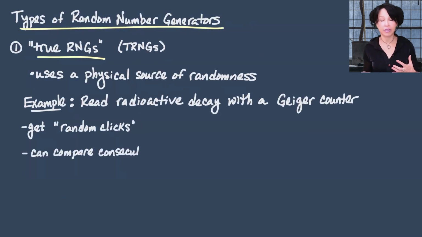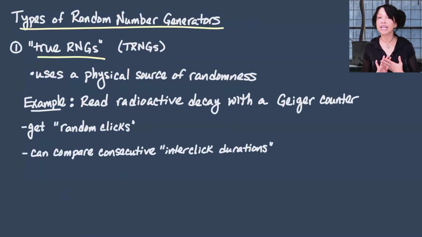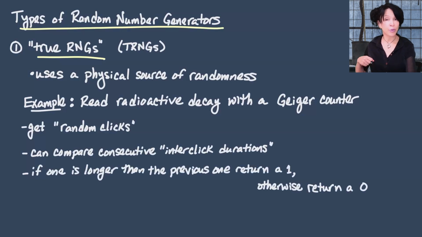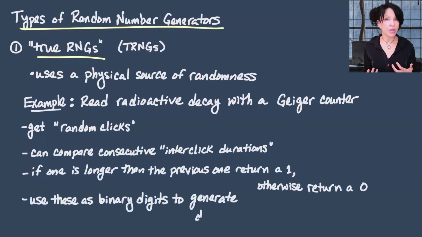And you could do several things with this. You might compare consecutive interclick durations, and you might say something like, if this click is longer than the previous click, I want to output a 1. And if a click is shorter than the previous click, I want to output a 0. And if you do that, you'll get a bunch of 1s and 0s, which will be binary numbers that you can use to generate numbers between 0 and 1.